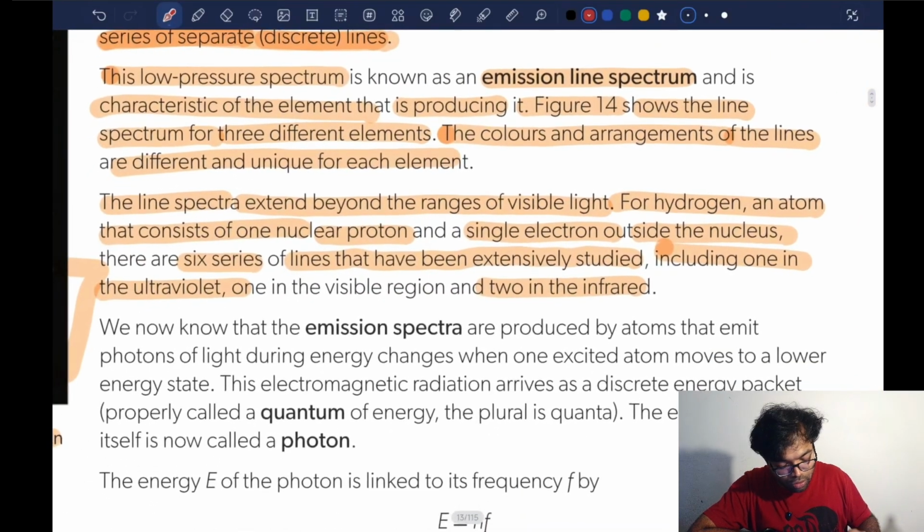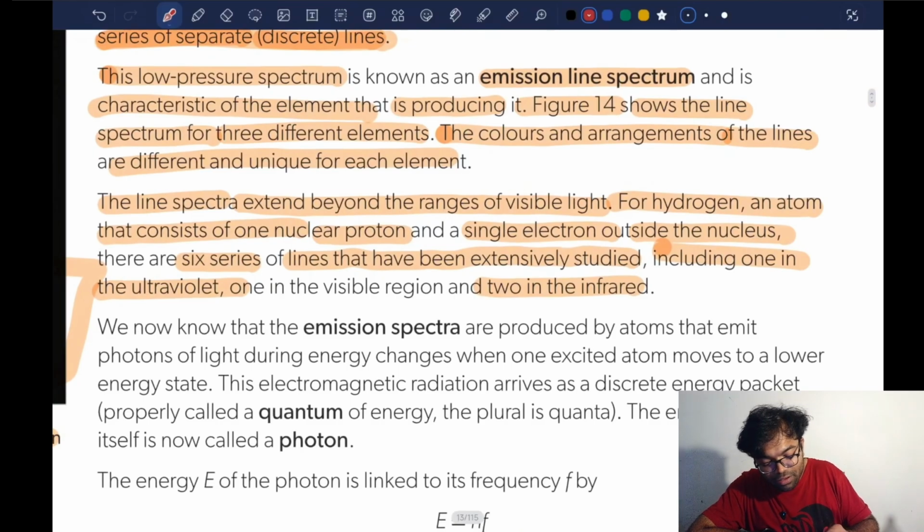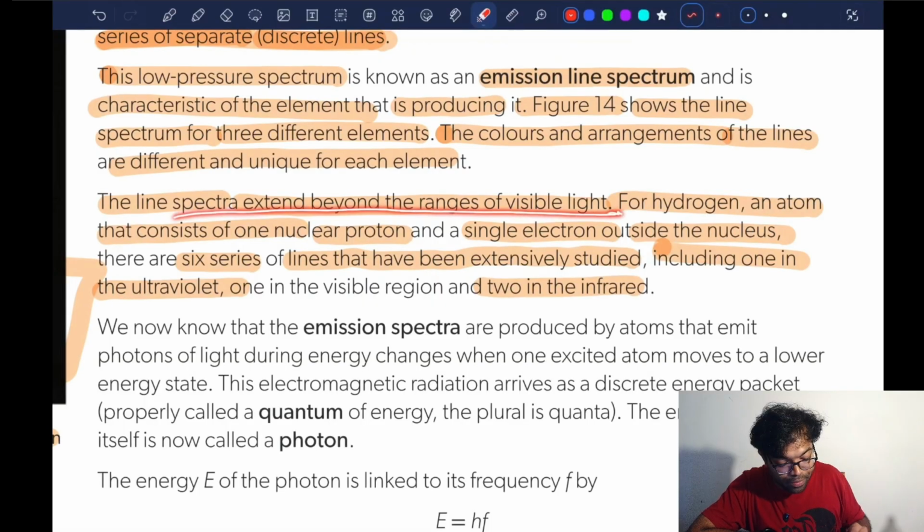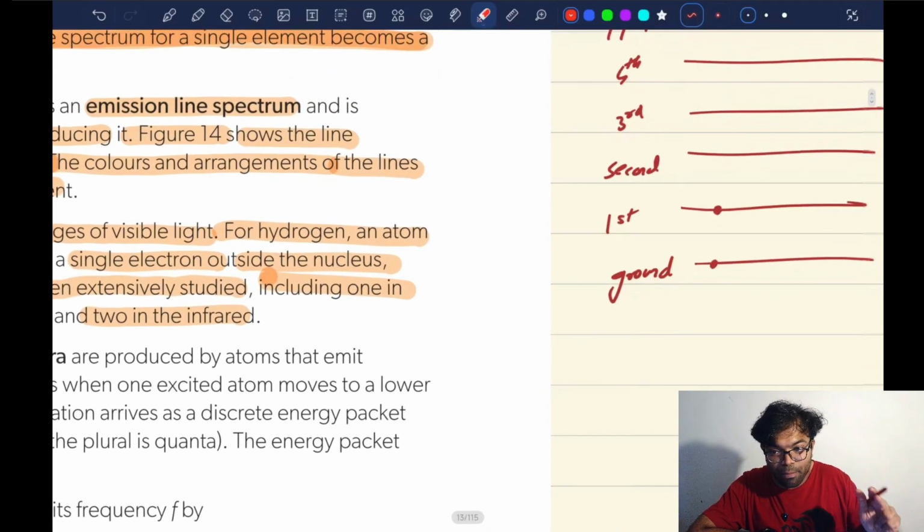Again, I'm repeating myself. The line spectra extend beyond the range of the visible region. For hydrogen, an atom that consists of one nuclear proton and a single electron outside the nucleus, there exist six series. What are they? Lyman, Balmer, Brackett, Paschen, Pfund, Humphreys. I may be making mistakes in the names of the scientists, so you can Google them.